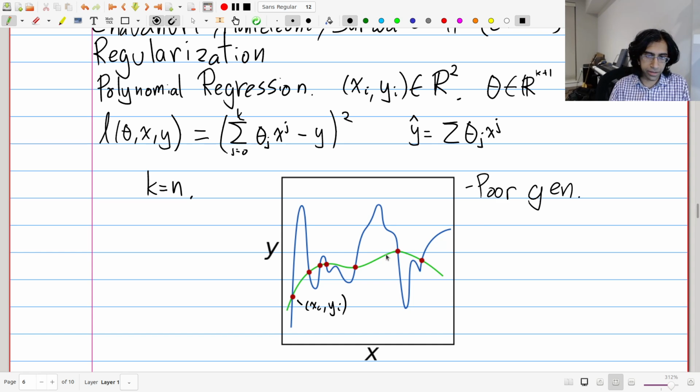Poor generalization. And the other issue, which is actually kind of the same issue, is the fact that this is a very sensitive solution to the data set that we have. For example, if you just removed, say, this point, then the polynomial would go crazy and do something very different. It's unlikely to go through that point or even close to it.